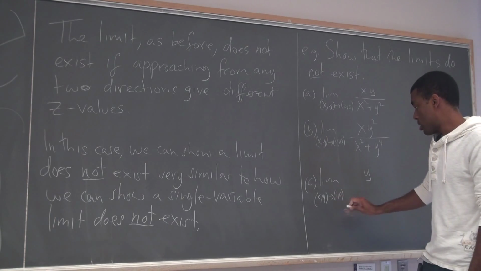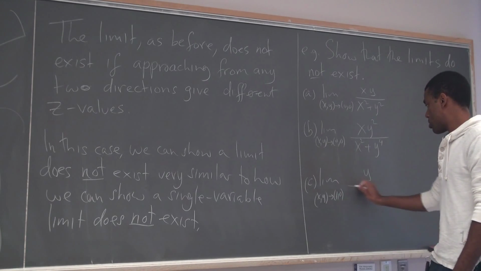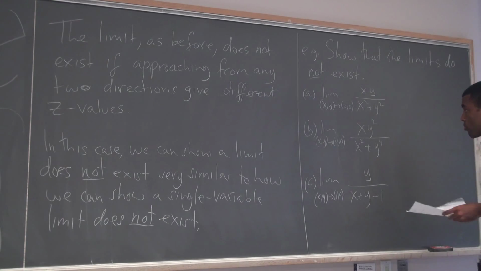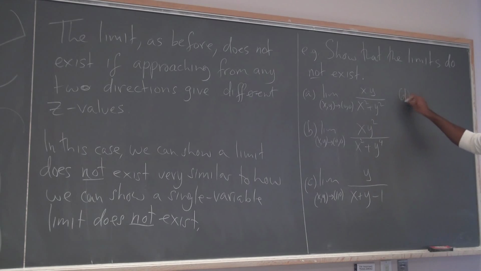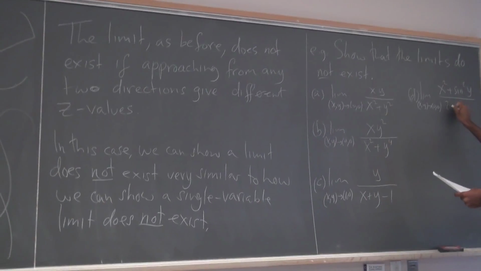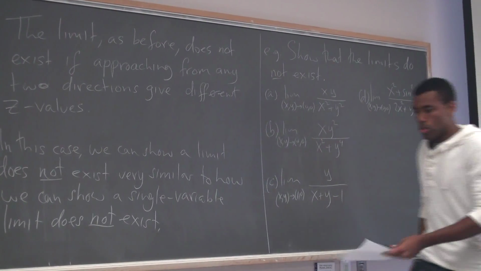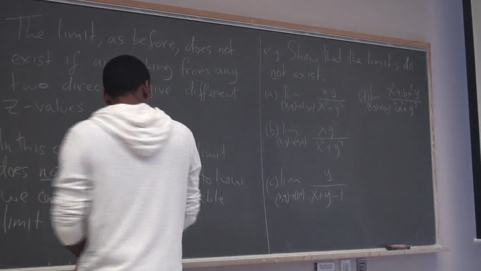See, I changed it up just a little bit. Just going to 1, 0 over x plus y minus 1. D. Limit as (x, y) approaches (0, 0) of the function x squared plus sine squared y over 2x squared plus y squared. We're going to show that these do not exist.